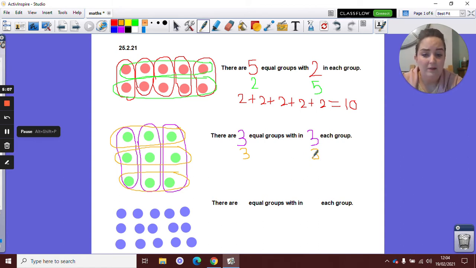Now let's think about the repeated addition. I've got 3, add 3, add 3. So let's write it in. 3, add 3. Oh, it's quite tricky doing it on the laptop. 3, add 3, add 3.